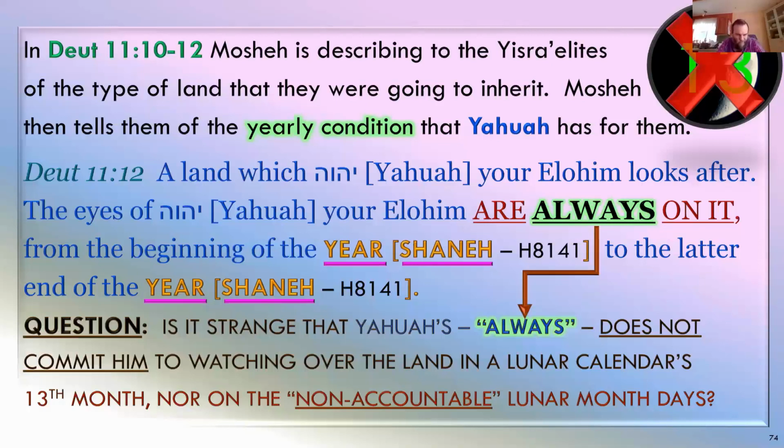Question: is it strange that Yahuwah does not commit himself to watching over the land in a lunar calendar's 13th month, nor on the non-accountable lunar month days? Why does Yahuwah exclude himself from the lunar calendar? Is it because it does not exist in Yahuwah's kingdom?